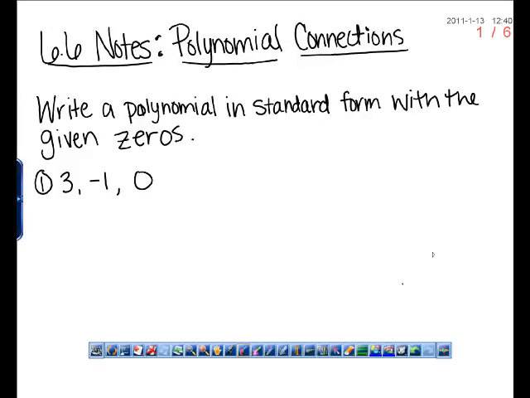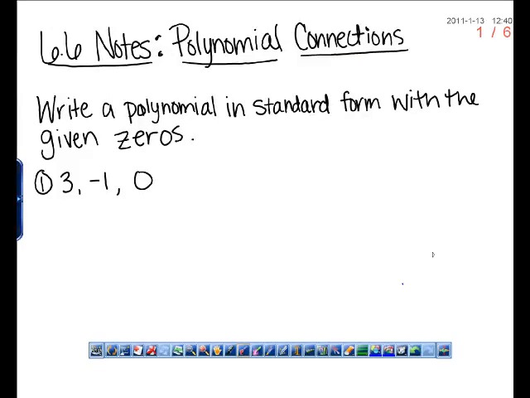So today we're going to put a bunch of different things together, okay? It's called Polynomial Connections, and just like that title indicates, we're going to make some connections among all the different things that we've done. The first thing we're going to do is, instead of finding roots or zeros, we're going to be given some zeros, and we are going to have to turn that into a polynomial. We're going to start off nice and easy, with only real zeros.